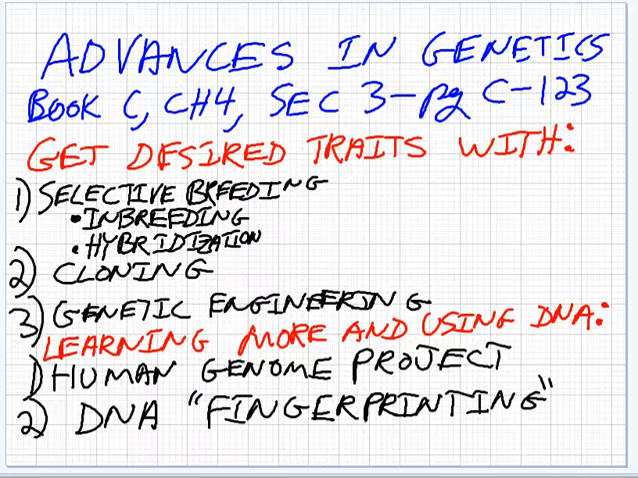Alright students, time for a quick look at the last section in Chapter 4, which is Advances in Genetics, and starts on page 123. So, look real quick at selective breeding. This, I would say, was an advance in genetics probably 10,000 years ago when humans first started cultivating animals, raising plants that we chose, and when you choose, you can choose the best ones.